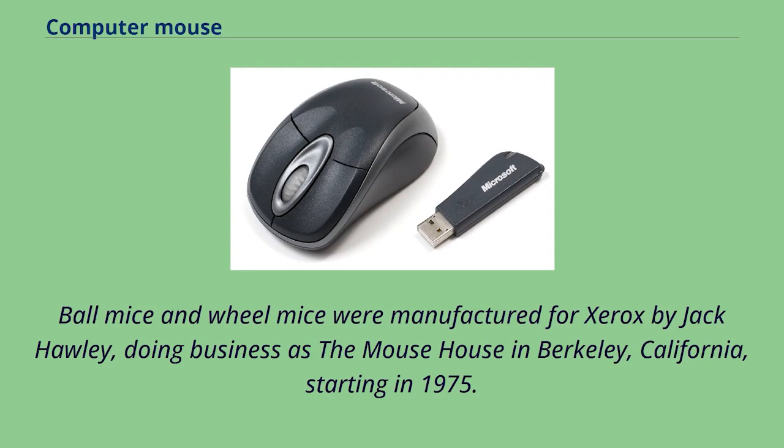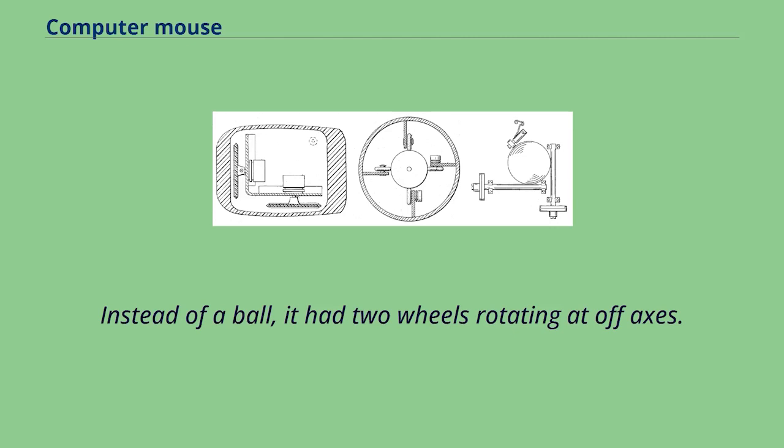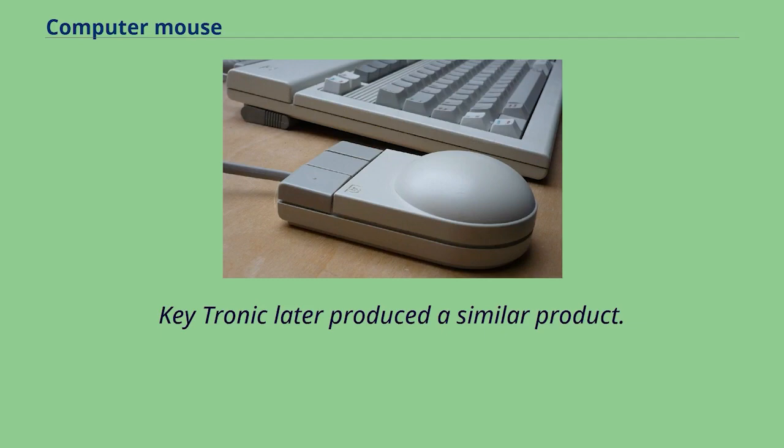Ball mice and wheel mice were manufactured for Xerox by Jack Hawley, doing business as the Mouse House in Berkeley, California, starting in 1975. Based on another invention by Jack Hawley, proprietor of the Mouse House, Honeywell produced another type of mechanical mouse. Instead of a ball, it had two wheels rotating at off-axes. Keytronic later produced a similar product.